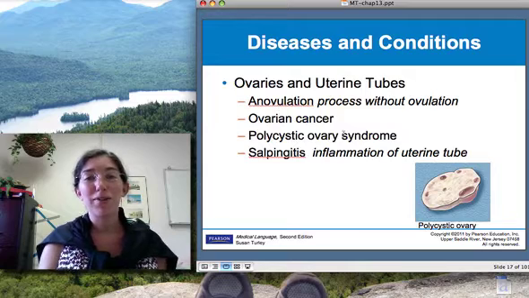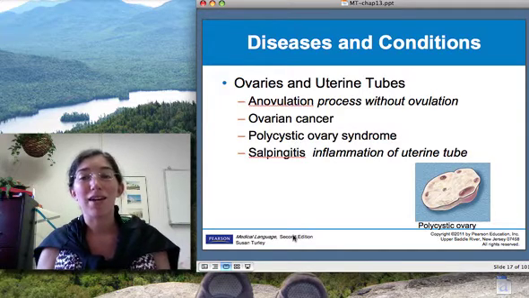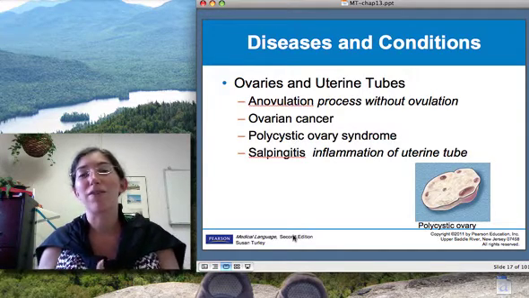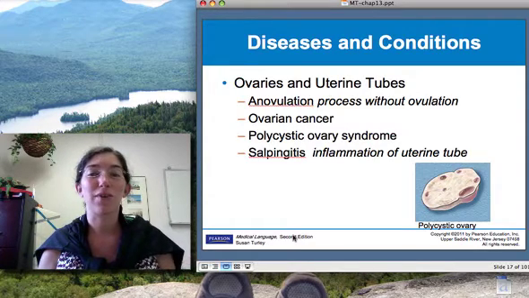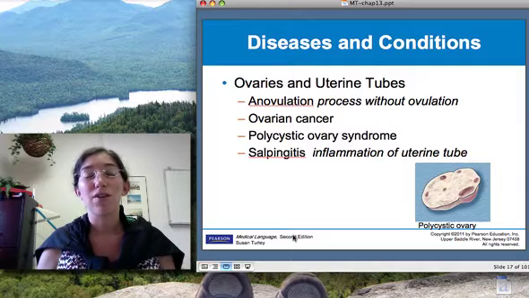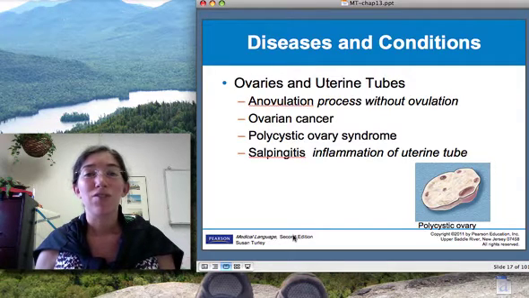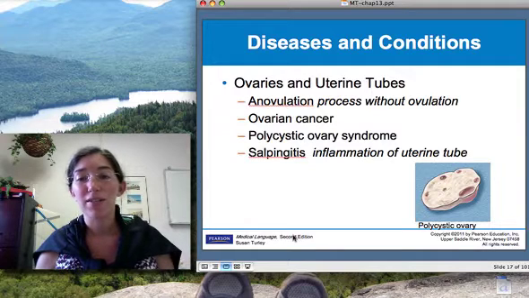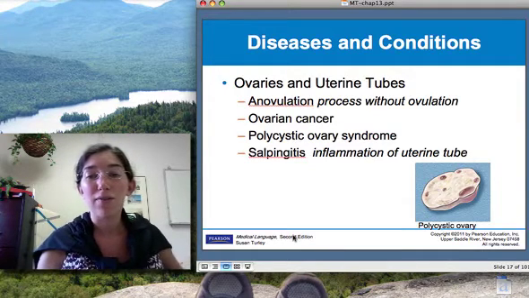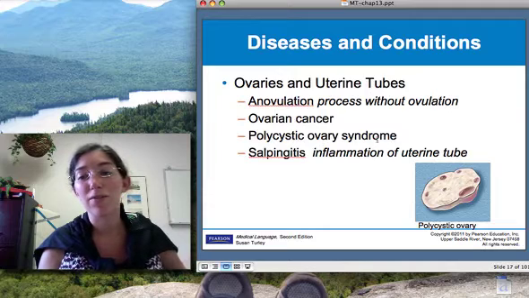So ovaries and uterine tubes can have some diseases and conditions, some conditions of ovulation. So the ovaries, whenever you produce an egg, that's referred to as ovulation. So if your ovaries are not producing eggs, it's referred to as anovulation, without ovulation. There's ovarian cancer, in which malignant tumors can form on the ovaries. Polycystic ovarian syndrome or polycystic ovary syndrome.